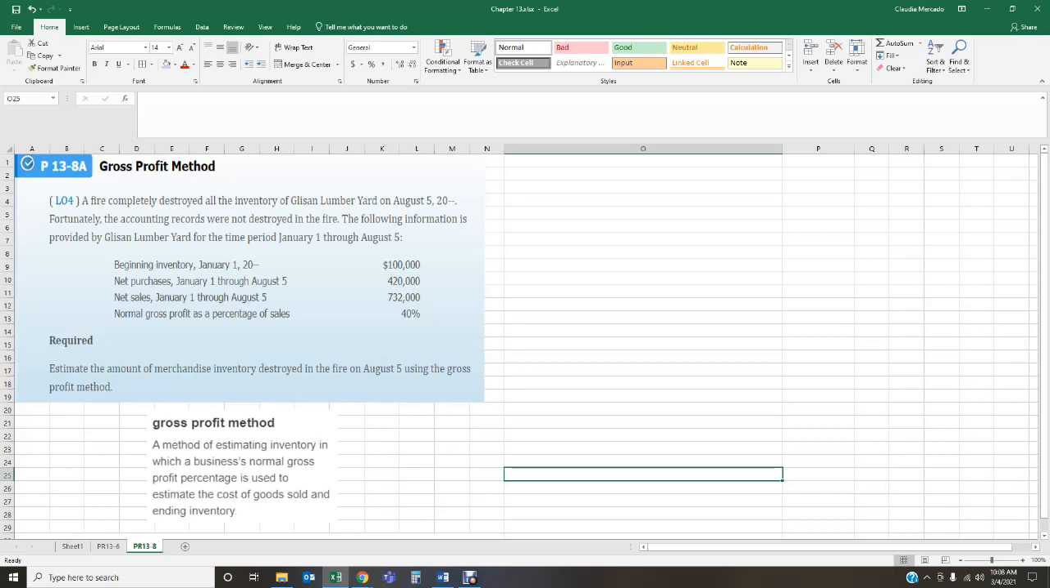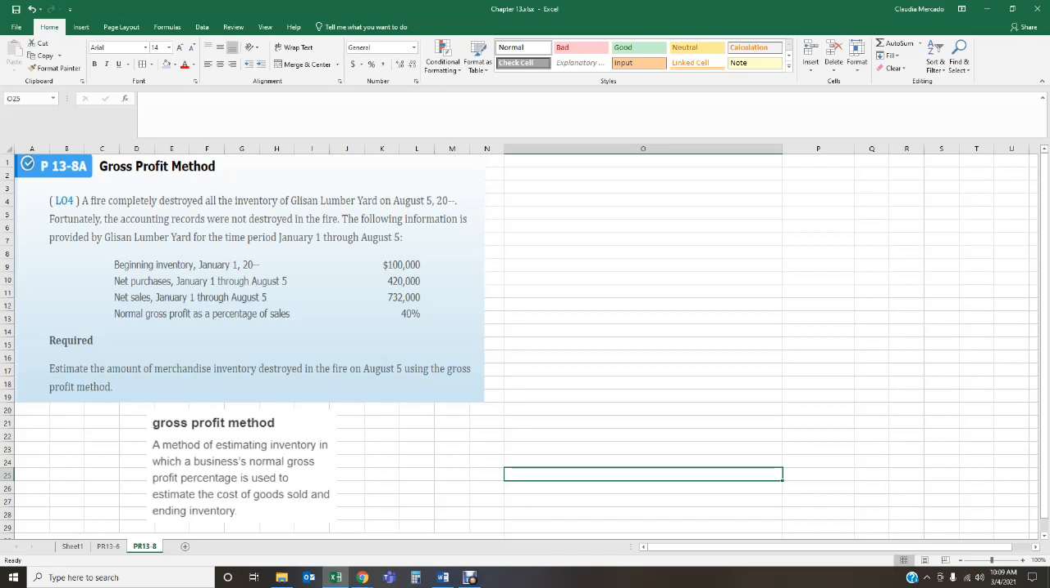This problem states, a fire completely destroyed all of the inventory of Glisson Lumber Yard on August the 5th. Fortunately, the accounting records were not destroyed in the fire. The following information is provided for the time period of January 1st through August the 5th. So the warehouse burned down, and the accounting records did not. Now we have to estimate the amount of merchandise inventory that was destroyed in the fire.